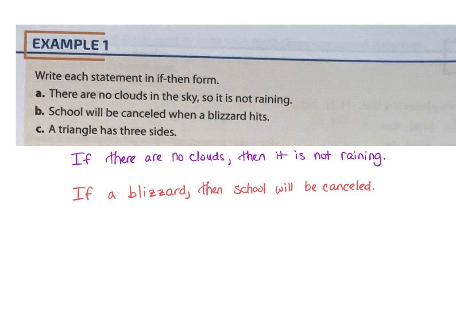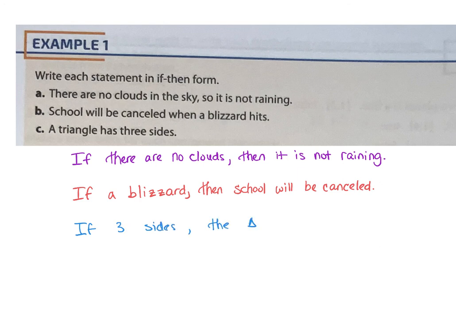Now look at the last one. A triangle has 3 sides. This could be actually written 2 different ways, but what's a way that would be a hypothesis and a conclusion on this? A triangle has 3 sides. If a shape has 3 sides, then it is a triangle? Right, so one way you could do it is you could say the if part could be the 3 sides, and the then could be the triangle, right?